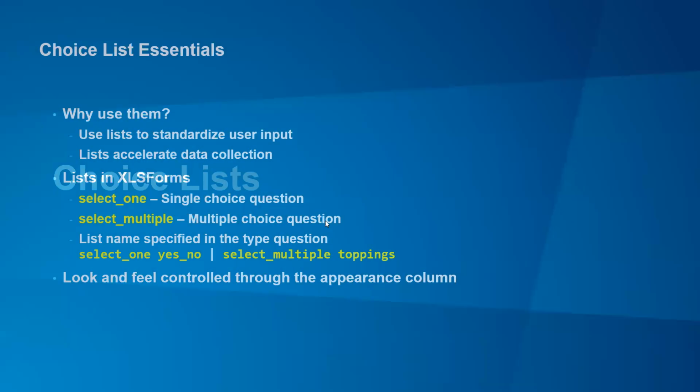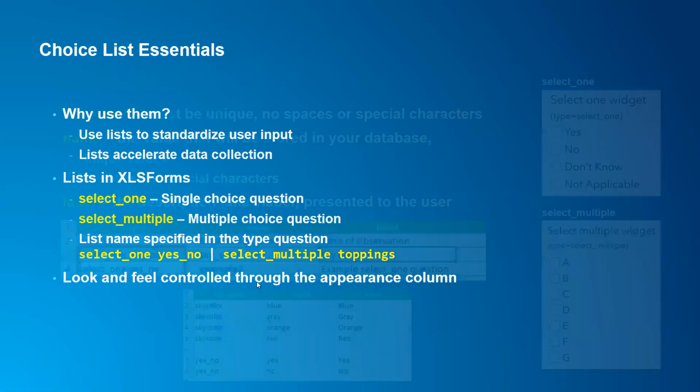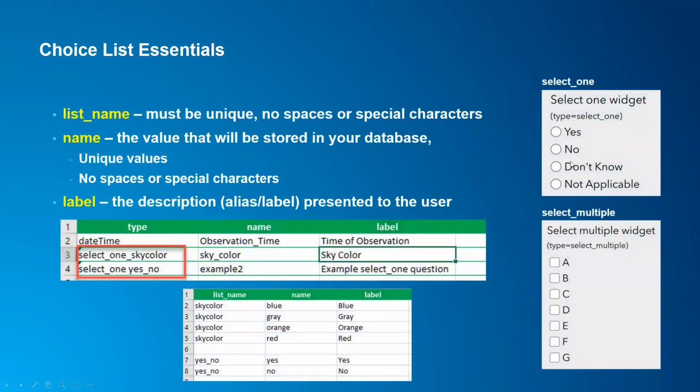Choice list, I mentioned you can have a choice list. And the way you do this is you say the type is either select one or select multiple, and then you give a list name. So here you see select one, yes, no. That means my list name is yes, no, and we'll see that in a minute. Or select multiple toppings, that'd be like the pizza toppings thing, where you can select as many as you want. And that's controlled through appearances. Well, the look of how it looks, as you see on the right, is based on the appearance, but actually we'll see in a minute.